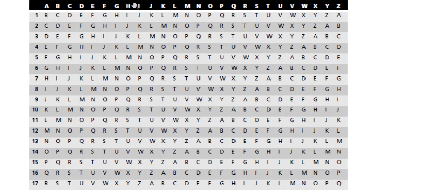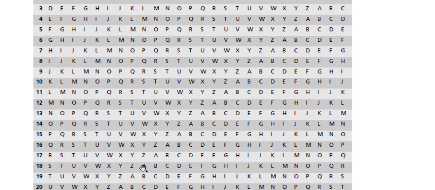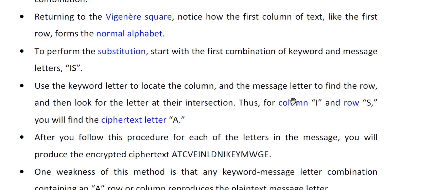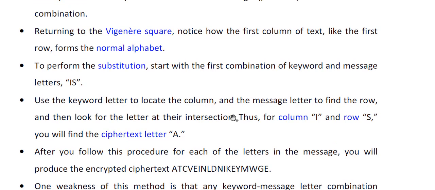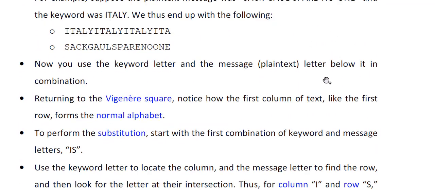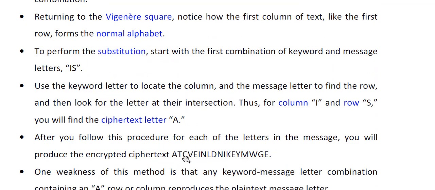So the I as a column, we look up the corresponding letter with S, I with S, and we end up with the ciphertext A. So the plain character S with the key character I gave us the ciphertext A. I as the column index and S as the row index will end up with the cipher letter A, and the phrase "seg goal spare no one" will be converted into this cipher message.